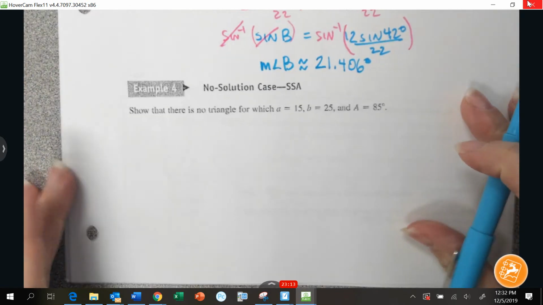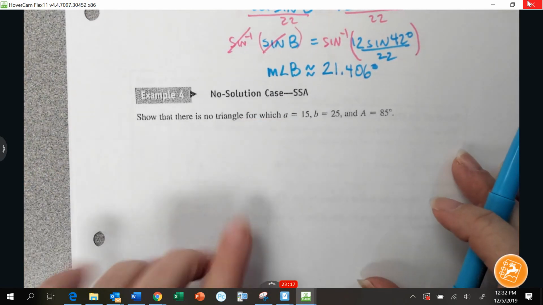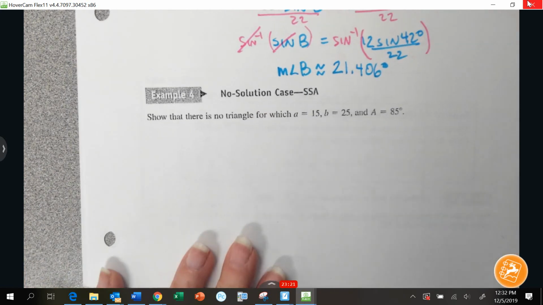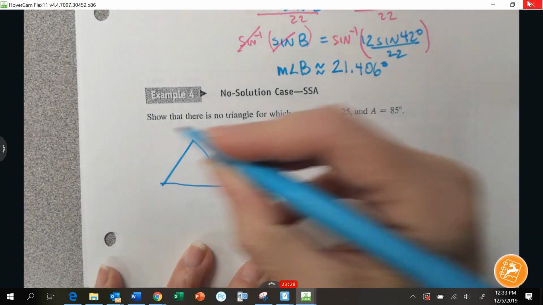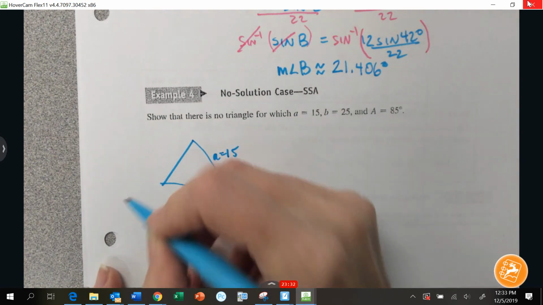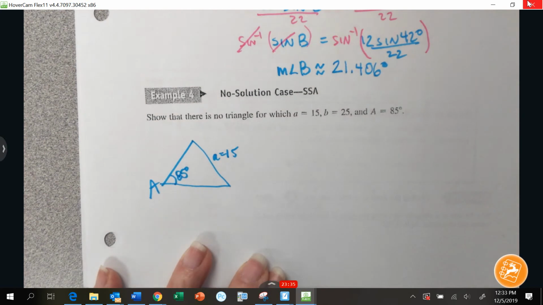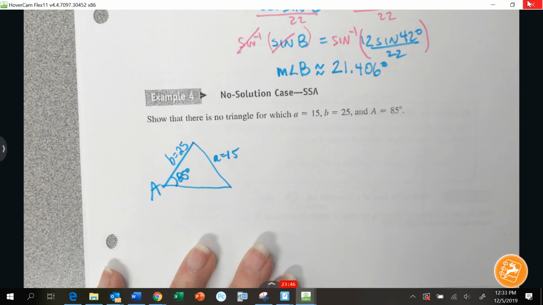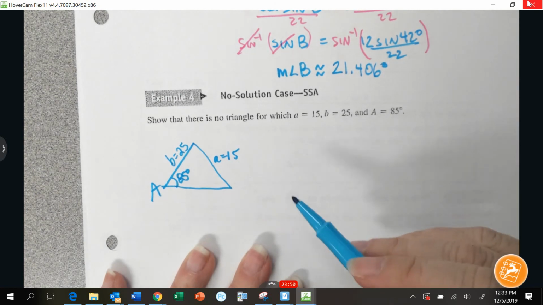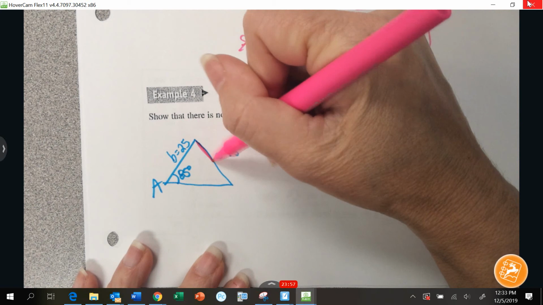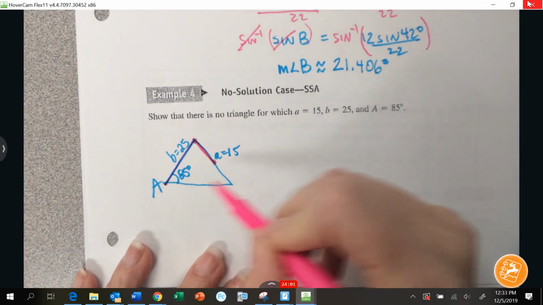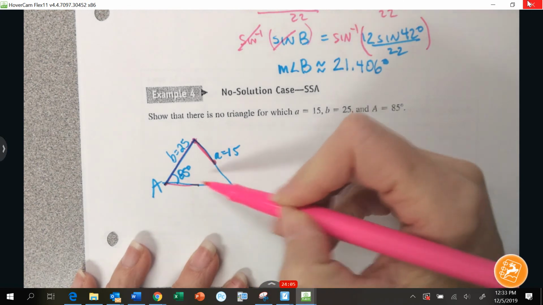Okay. So here's the next one, and you'll like this one because you can see if you read the directions what it's going to come out as. We have: show that there is no triangle for which... okay, so I'm going to draw a triangle. Little a is 15, capital A is 85 degrees, and then little b is 25. I didn't really do this to scale. Right now my 15 looks like it's way longer than my 25. If I did it more to scale, it might look more like this. But 85 still has to be 85 degrees.